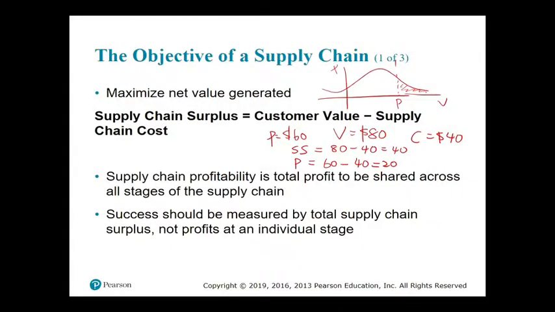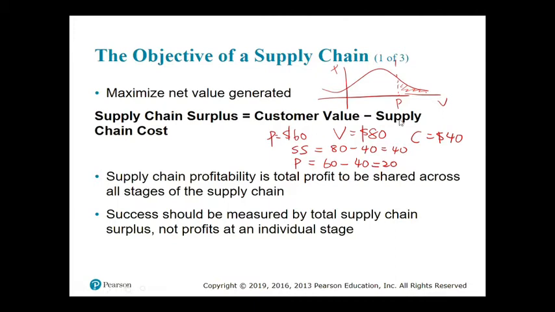If you're a profit maximizing company, of course you want to maximize your profits given the supply chain surplus, but that is impossible in virtually any scenario. But we'll see a strong positive correlation between supply chain surplus and the profits. So generally, if you maximize supply chain profitability, that is also the solution to maximize supply chain surplus.